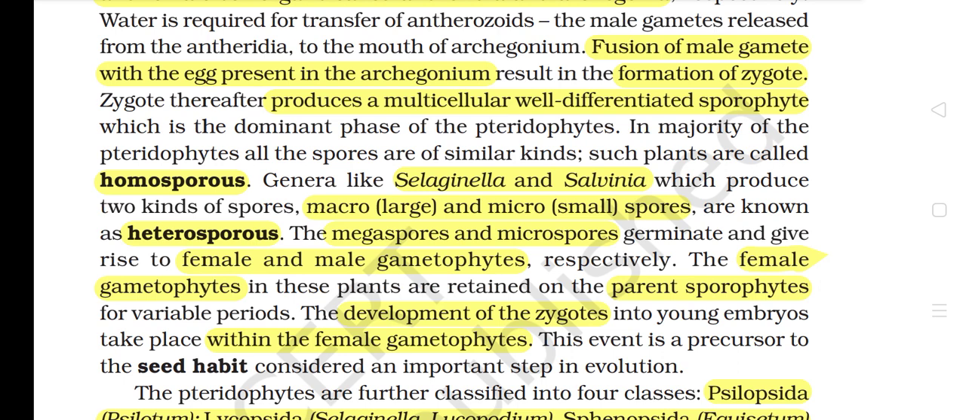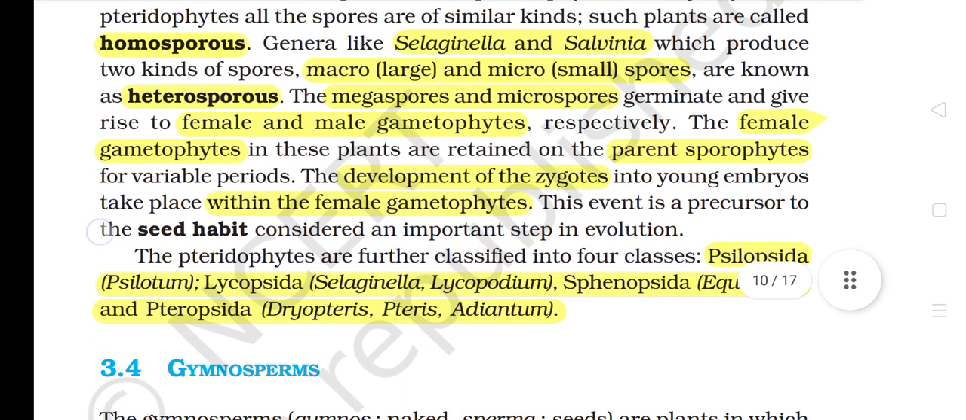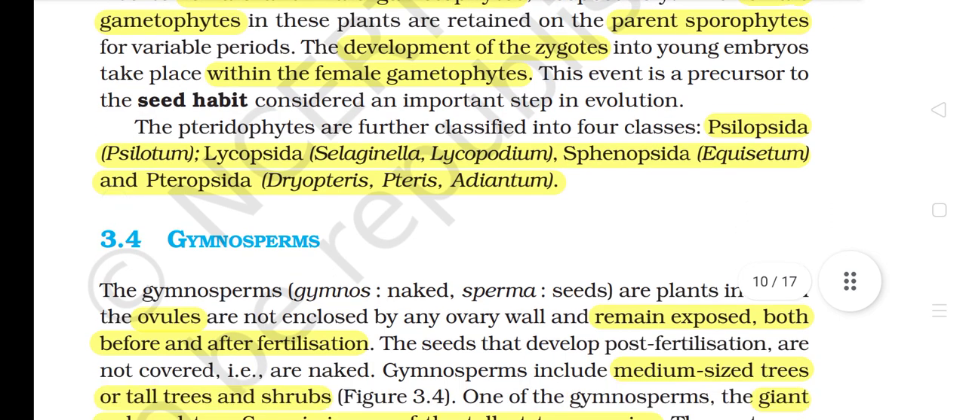In the majority of the pteridophytes, all the spores are of similar kinds. Such plants are called homosporous. Genera like Selaginella and Salvinia, which produce two kinds of spores, macro (large) and micro (small) spores, are known as heterosporous. The megaspores and microspores germinate and give rise to female and male gametophytes, respectively. The female gametophytes in these plants are retained on the parent sporophytes for variable periods. The development of the zygotes into young embryos takes place within the female gametophytes. This event is a precursor to the seed habit, considered an important step in evolution. The pteridophytes are further classified into four classes: Psilopsida, Psilotum; Lycopsida, Selaginella, Lycopodium; Sphenopsida, Equisetum; and Pteropsida, Dryopteris, Pteris, Adiantum.